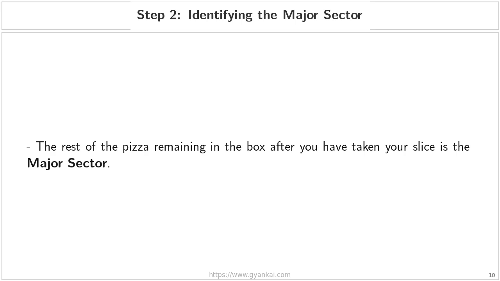Step 2. Identifying the major sector. Now, let's look at what happens to the rest of the pizza. Once you have removed that single slice, which we just identified as our minor sector, the large portion of the pizza left behind in the box represents the major sector. Just as the slice was the smaller part, this remaining piece is the larger, more expansive region of the circle.